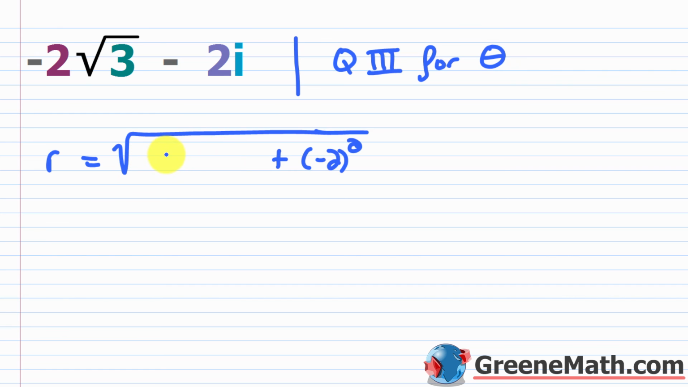And again, we already know this, so this is going to end up being 4, right? Because this is 12 plus 4, that's going to be 16. Square root of 16 is 4, right? But to go through the steps, this would be 4. Again, 12 plus 4 is 16. Square root of 16 is going to be 4. So r is 4, we know that.